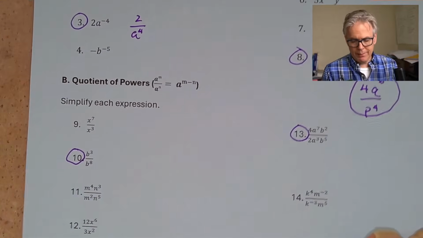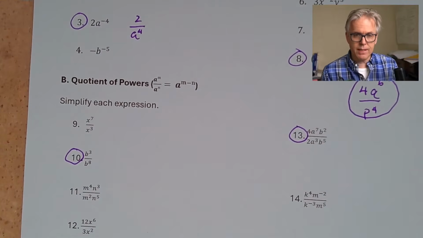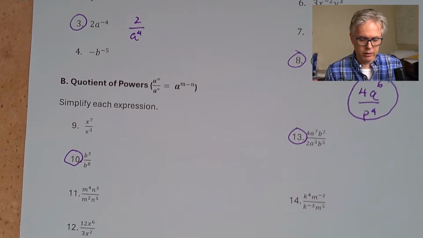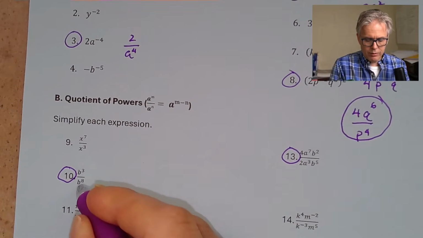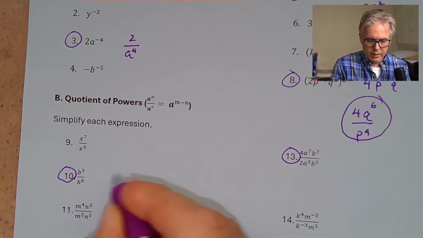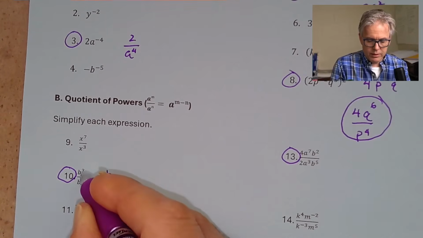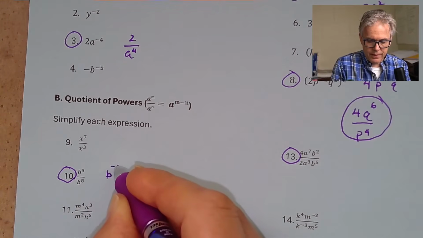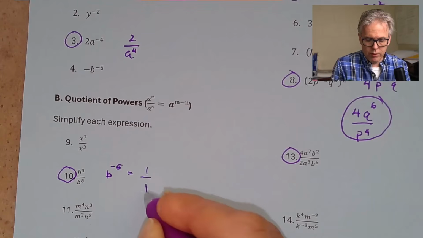No rhyme or reason why. I mean, there is a rhyme and reason. I'm trying to choose one that's sort of easy and then one that's maybe a little more challenging. So b cubed over b to the 8th, what's that going to be? We're going to subtract these, and we're going to get b to the negative 5, or 1 over b to the 5th.